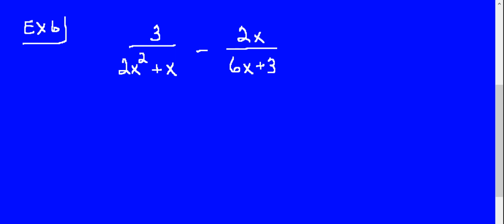Okay, in example number 6, what can I do here to make these the same denominators? Well, first of all, I'm going to factor each of these. Let me factor this left one here, and I can see that an x would factor out, where I'm left with 2x plus 1. Then I'll factor this right side where I can take out a 3, and I'm left with 2x plus 1.